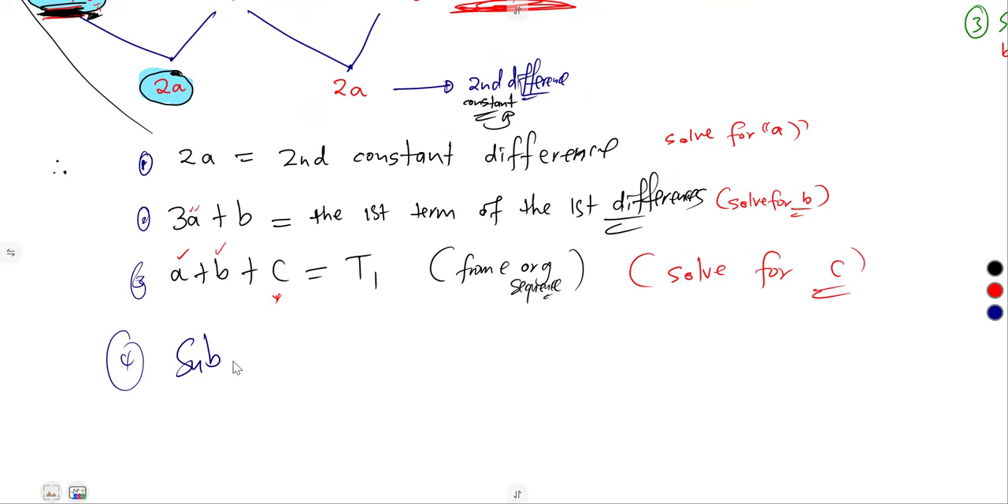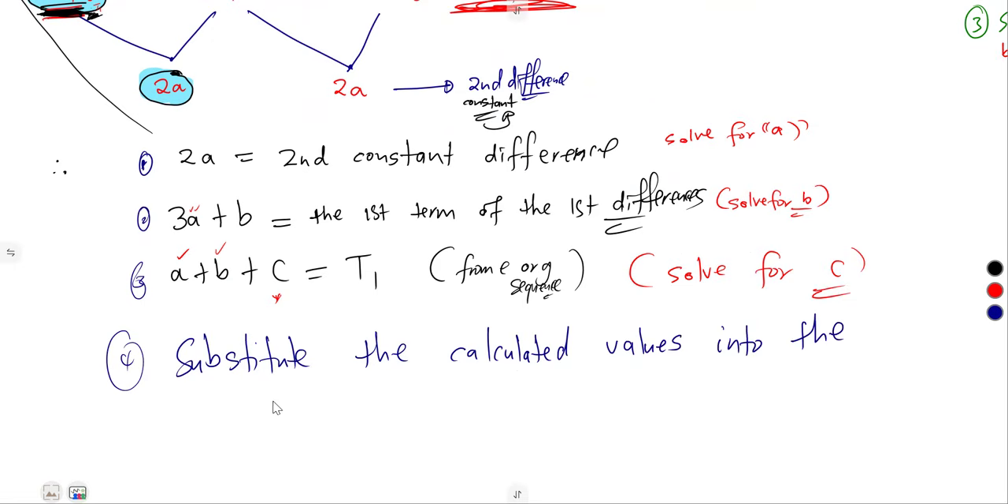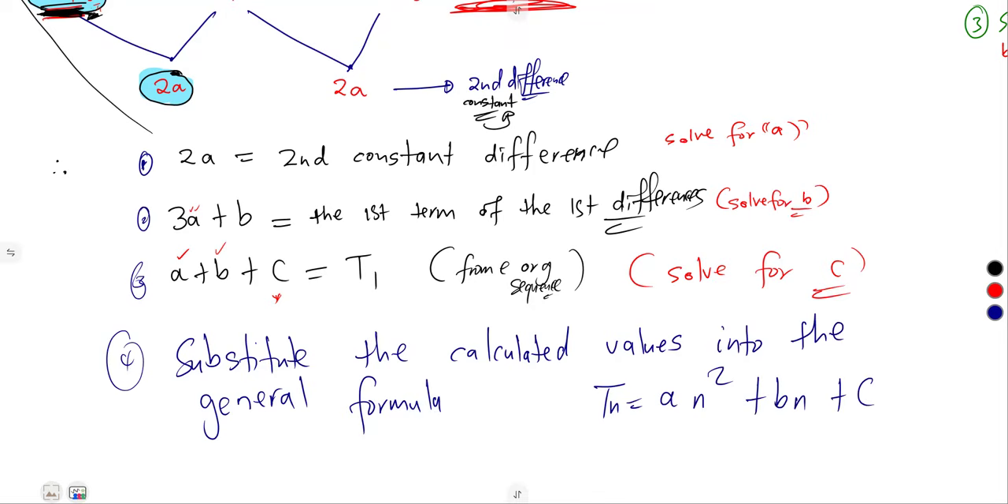You substitute the constants, the calculated values, into the what? Into the general term formula, or just the general formula of our quadratic. Tn is equal to an squared plus bn plus c. You have a, b, and c. So you just need to substitute back.